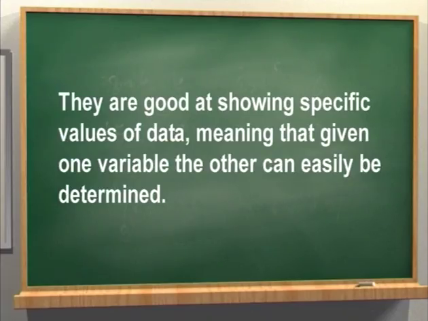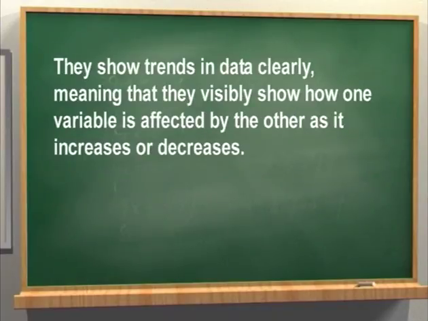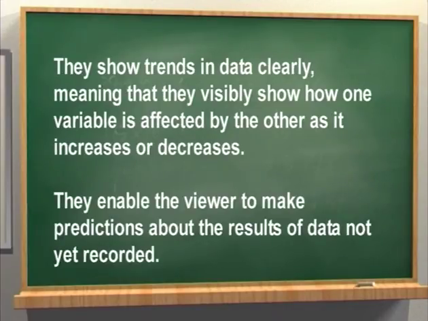Each type of graph has characteristics that make it useful in certain situations. Some of the strengths of line graphs are that they are good at showing specific values of data, meaning that given one variable, the other can easily be determined. They show trends in data clearly, meaning they visibly show how one variable is affected by the other as it increases or decreases. They enable the viewer to make predictions about the results of data not yet recorded.